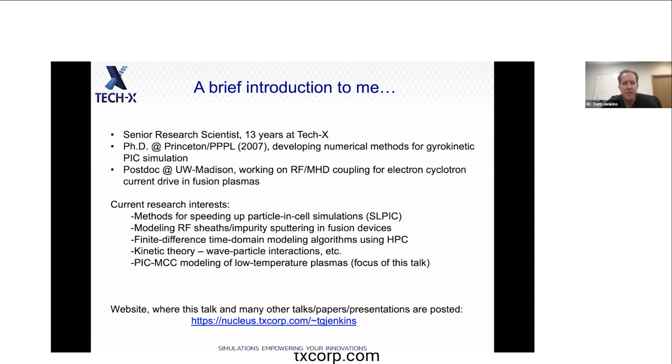I've been at TechX for 13 years now, coming before that from Princeton Plasma Physics Laboratory and University of Wisconsin-Madison, where I did my PhD and my postdoc, respectively. So my background is in both particle simulation and radio frequency wave modeling, actually. Some of my current research interests focus on various aspects of that, RF sheaths, impurity sputtering, and so forth. But for purposes of this talk, we'll focus on the last bullet point here, which is particle-in-cell Monte-Carlo-Collision modeling of low temperature plasmas.